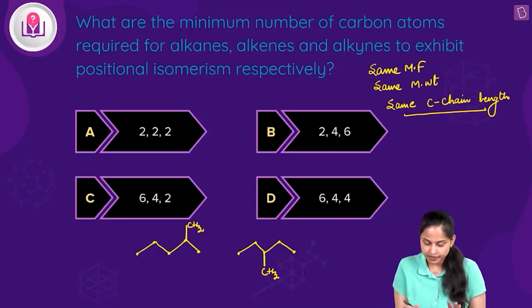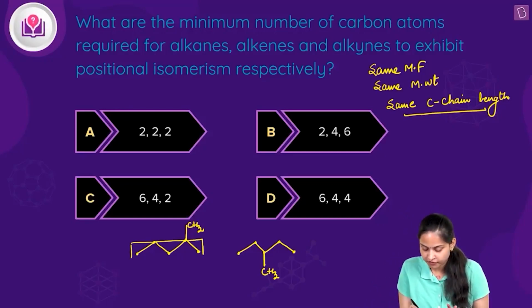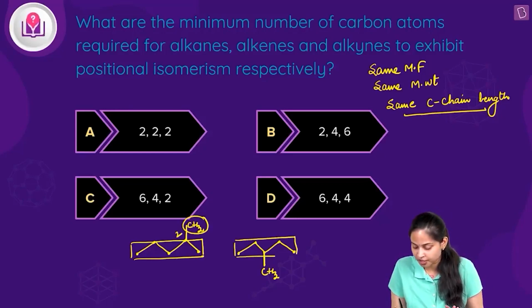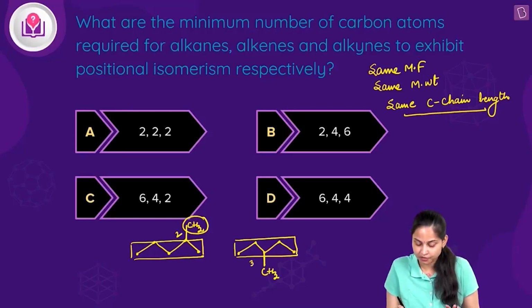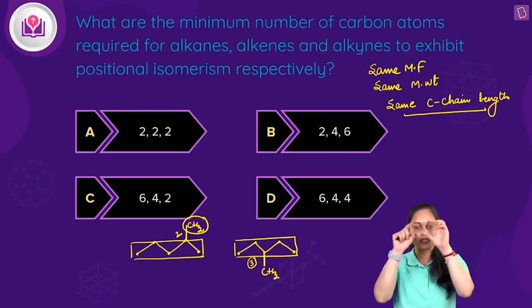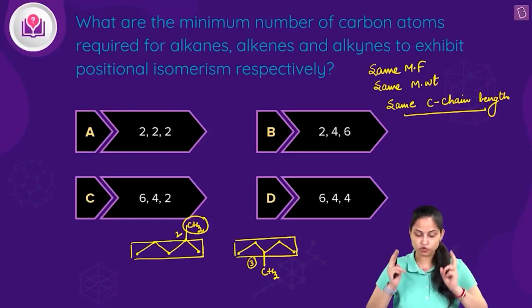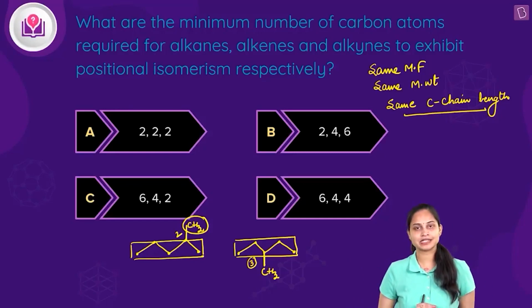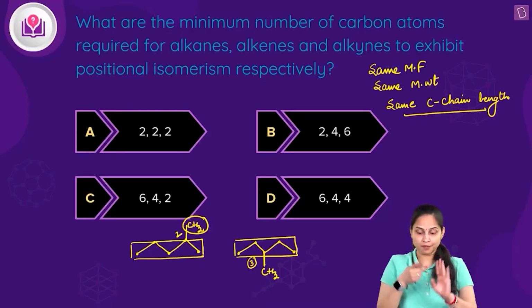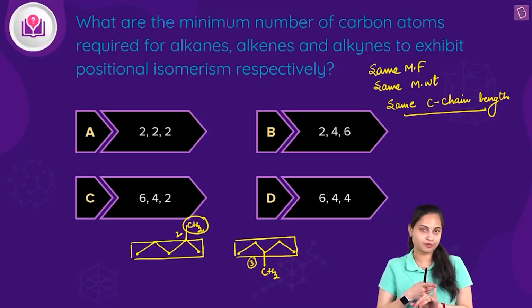How come? See, this is the main parent chain having 5 carbon atoms, and the methyl substituent is placed at this particular position, the second position. In the other compound the parent chain also consists of 5 carbon atoms, and now the methyl substituent is placed at the third position. So there is a difference in the position of the alkyl substituent, but the carbon chain is of the same length for these two different compounds. Hence they have the same molecular formula, same molecular weight, same carbon chain length, but different positions of the alkyl substituent attached.